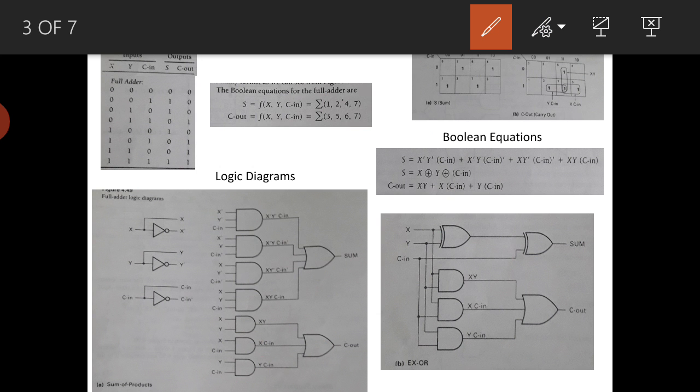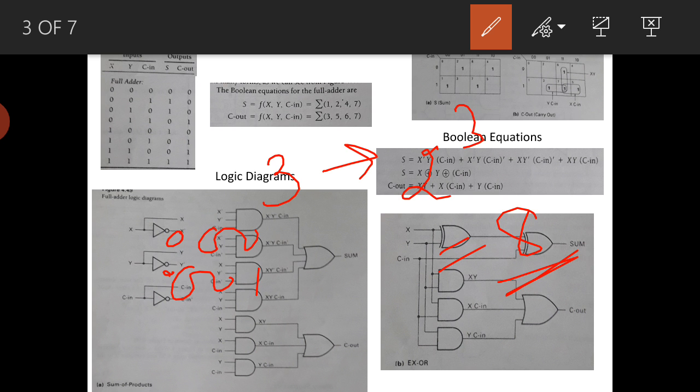Similarly, here there are three variables of single bit, so the number of variables is 3, and there are 2 raised to 3 combinations, that is 8 combinations. Like 0 0 0, 0 0 1, and so on up to 1 1 1, there will be 8 combinations.